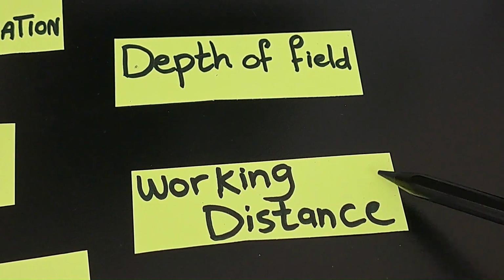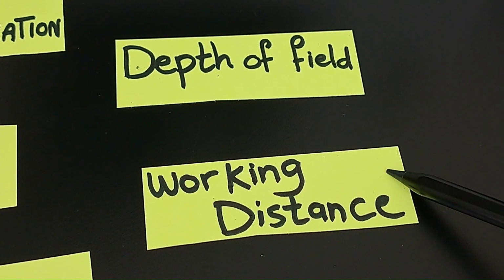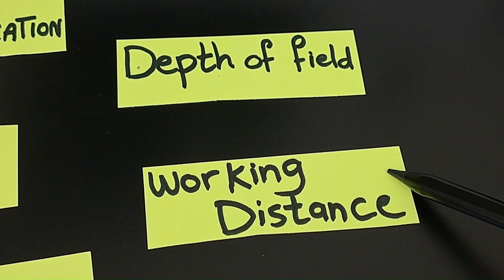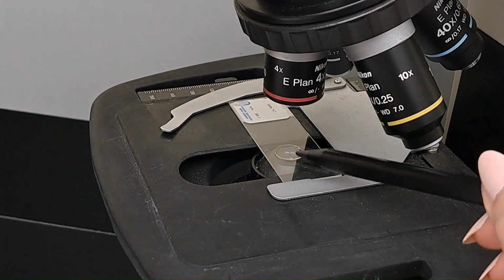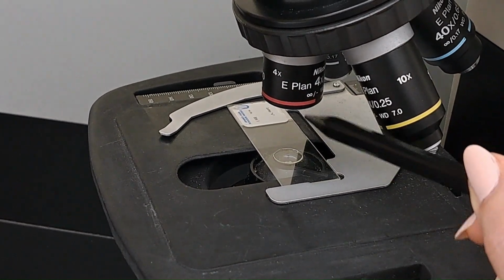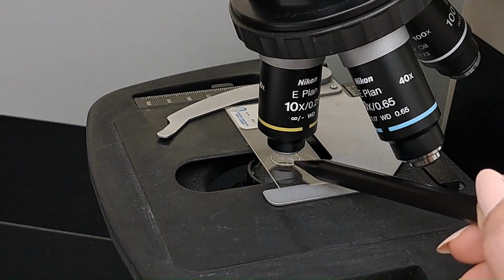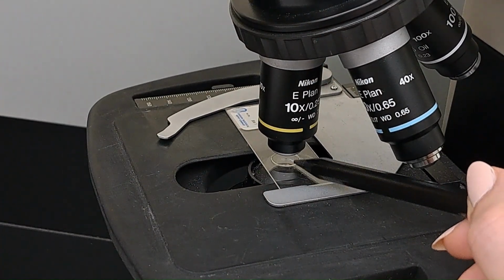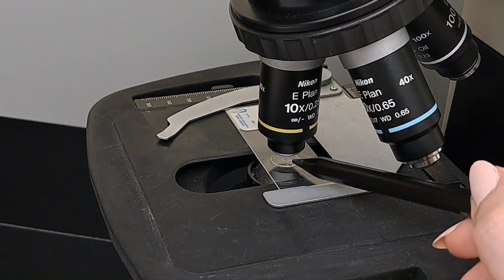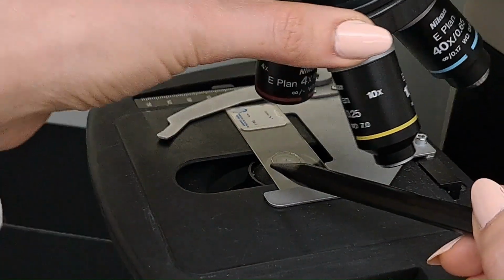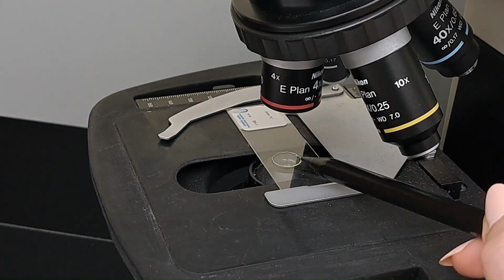Moving to the working distance, which is the distance between the bottom of the objective lens and the slide on the stage. This is the working distance for the 4x objective lens, whereas this is the working distance for the 10x objective lens. We can see that the working distance will increase as the magnification power decreases.